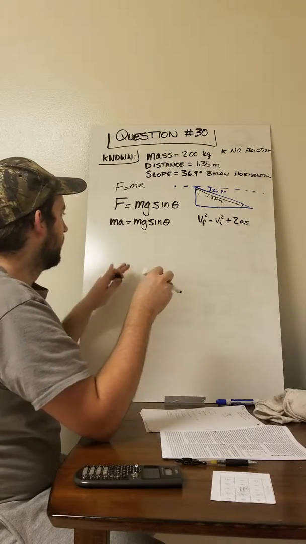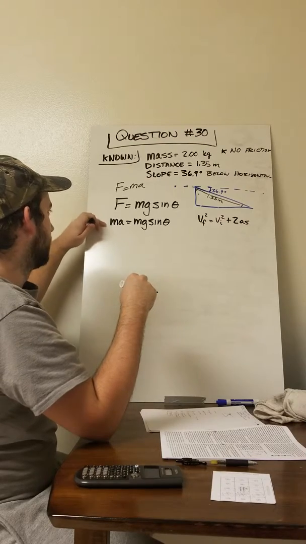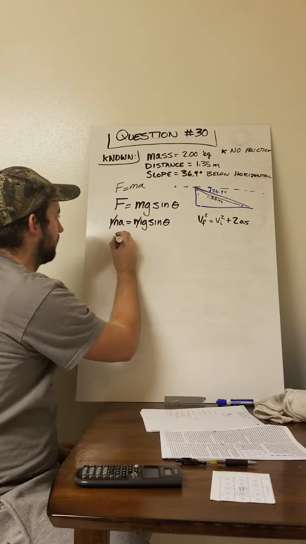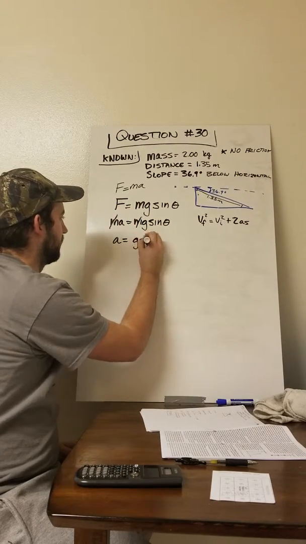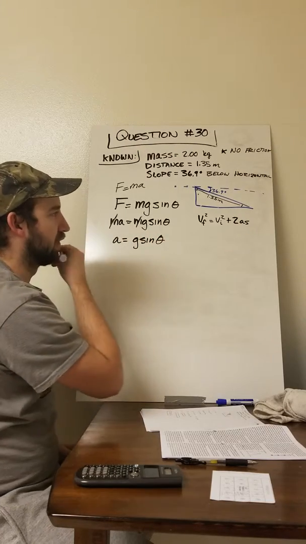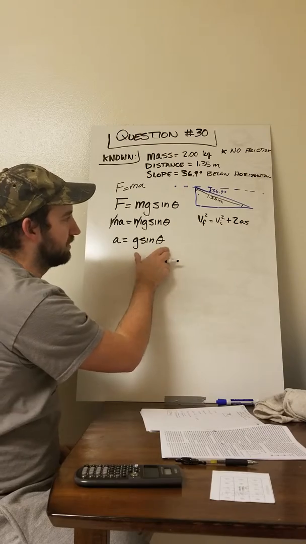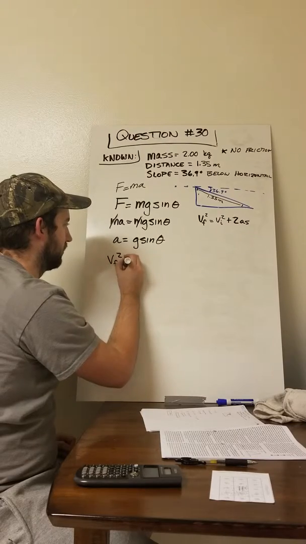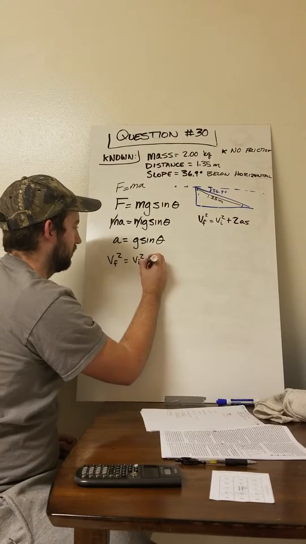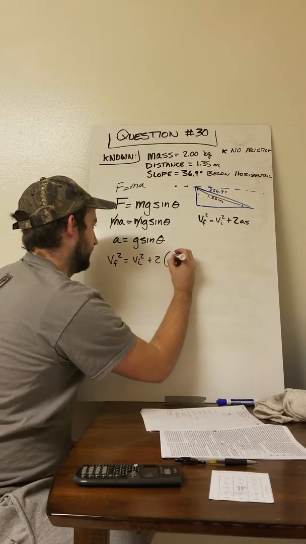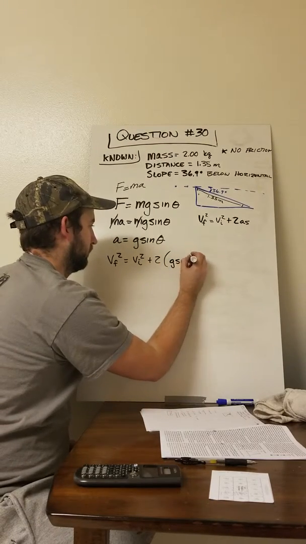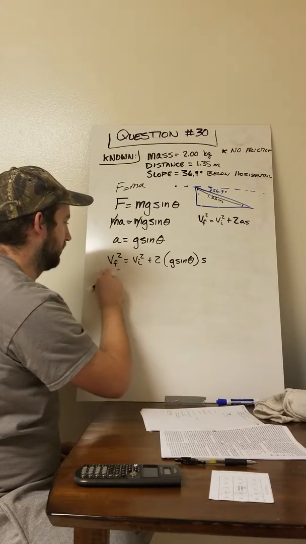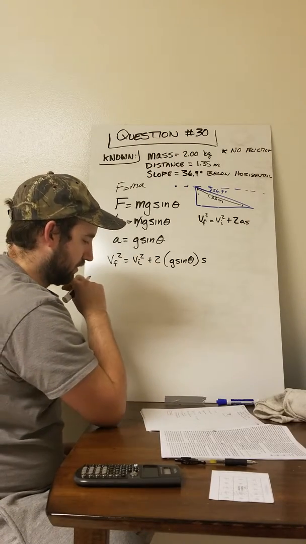So we have this right here, and now we can cancel out the mass since it appears on both sides. So we end up with the acceleration equaling g sine theta, which is perfect because now we can plug this into our kinematics. So we'll get v f squared equals v i squared. Now, like I said, we want to solve for the final velocity.